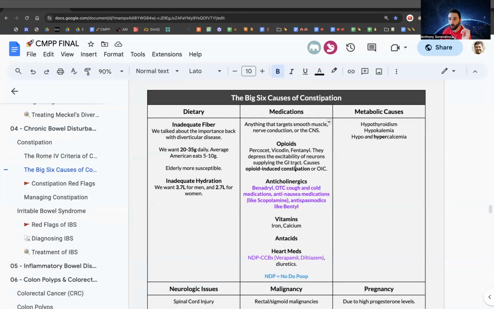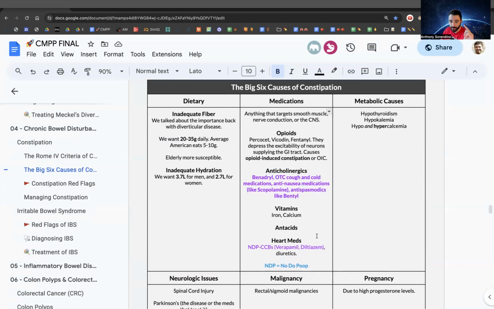Medications can cause this. Opioids is a big one, right? That's going to slow us down. So know that Percocet, Vicodin, and fentanyl are opioids. They can also cause opioid-induced constipation. Anticholinergics, and we get a little out of scope for that, but Benadryl, over-the-counter cough and cold medications, anti-nausea medications like scopolamine. Don't forget there's like 6 anti-nausea meds.